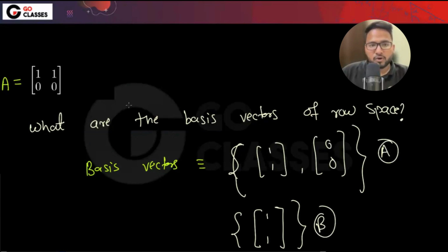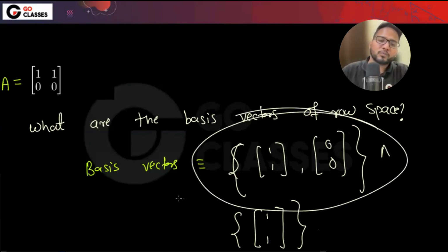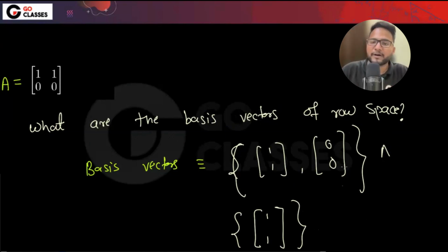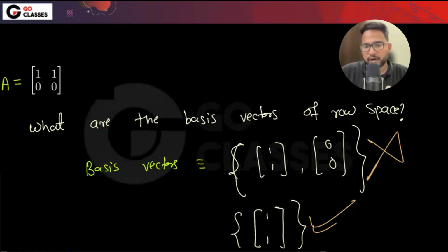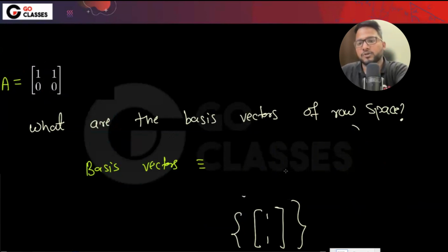Sonam, Aditya, everyone is saying that option B is the answer. Yes, option B is the answer because option A is not even linearly independent. A basis has to be linearly independent. The (0, 0) doesn't contribute anything, so there's no point in including it in the basis vectors. So this is basically wrong, this is correct, and finally I will just remove this. So these are the basis vectors.